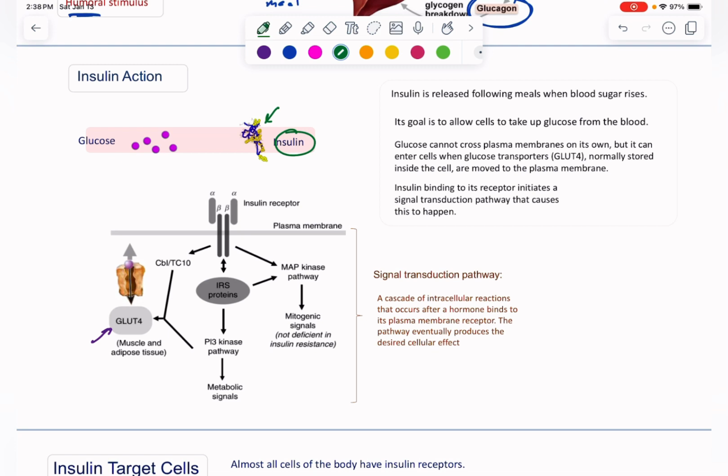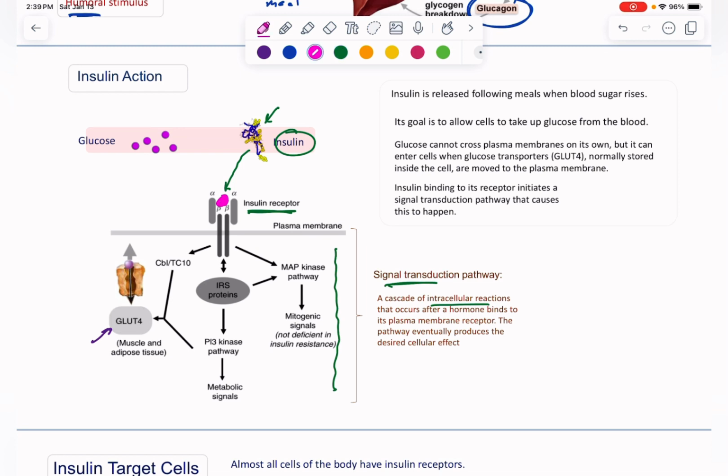It's going to diffuse out of the capillaries, and it's going to bind to its receptor on the plasma membrane of a cell. So insulin binds to its receptor on the plasma membrane of the cell, and that's going to activate the receptor and stimulate this incredibly complex pathway within the cell that we call a signal transduction pathway. Okay, this is just a series of chemical reactions within the cell that are going to cause the desired effect of that hormone to occur within the cell.